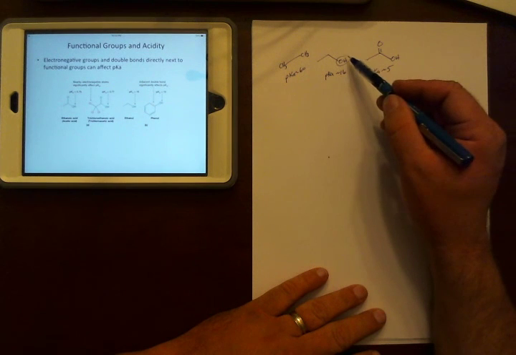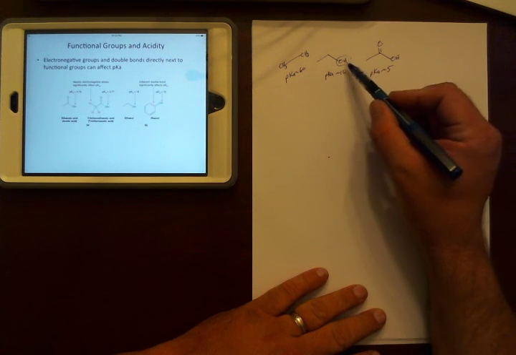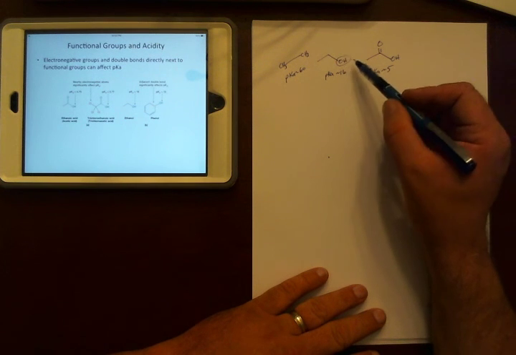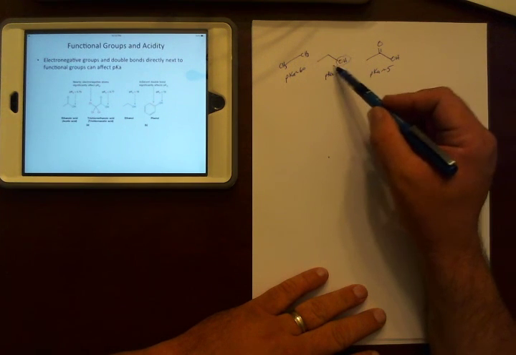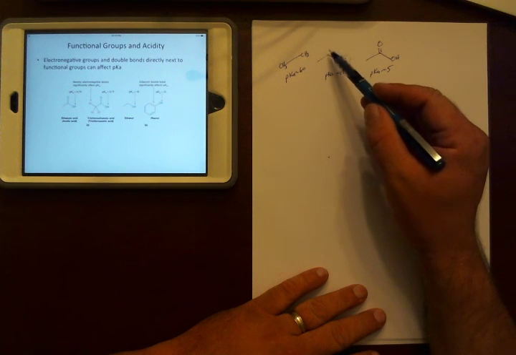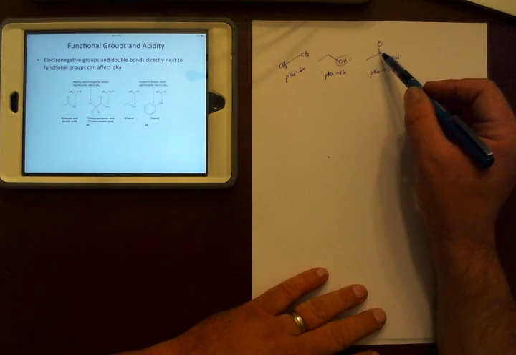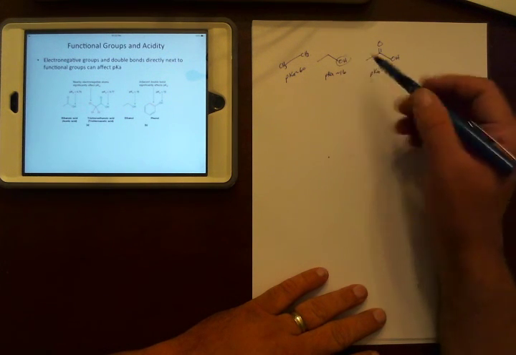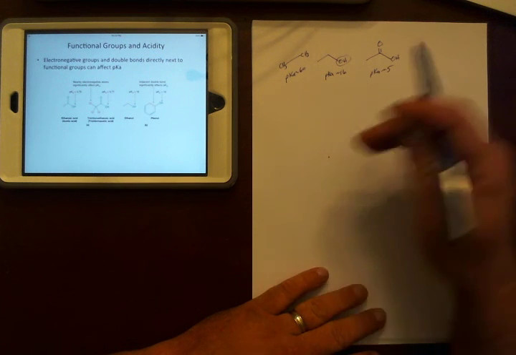You need to have a readily available hydrogen. Usually it's going to be on something electronegative. Those are probably going to be the things that are most acidic. But if you have it next to a double bond, or an electronegative group, or having that near it, that's going to drop the pKa of the molecule.